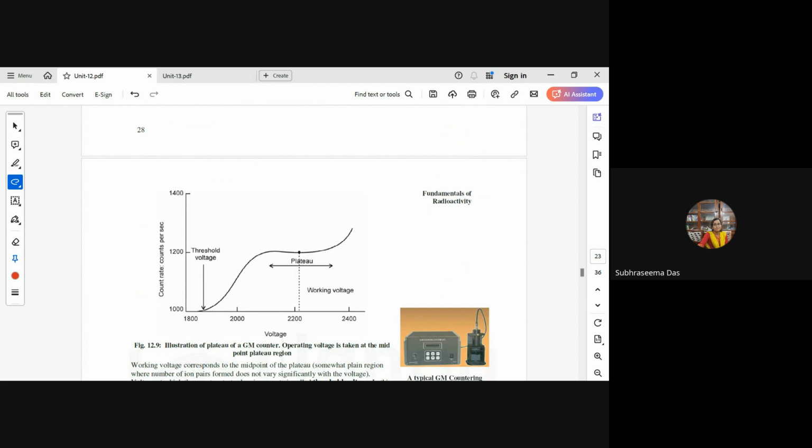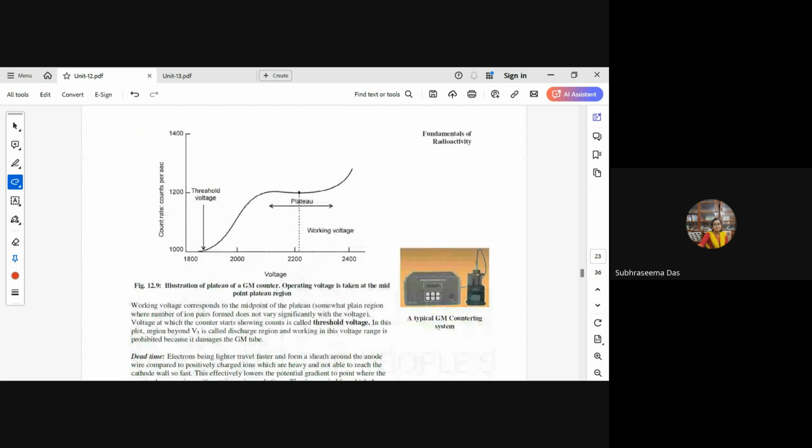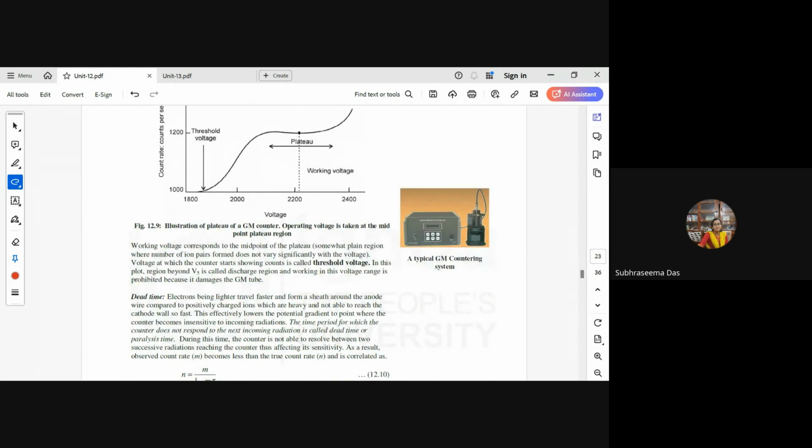In Figure 12.9, it shows how a working voltage is applied beyond the plateau, and then the GM counter measures gamma rays and X-rays. The working voltage corresponds to the midpoint of the plateau. The voltage at which the counter starts showing counts is called the threshold voltage.